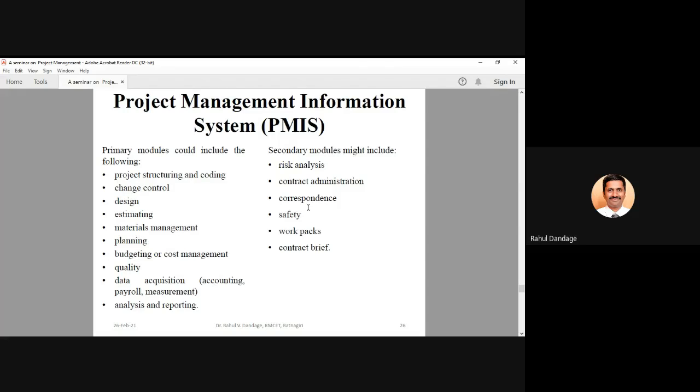In addition to this, the secondary modules which can be incorporated in the project management information system are with respect to the risk analysis, with respect to the contract administration, some correspondence within and outside your organization, safety aspects, work packs, so depending upon the work involved in your project, and contracts. So these may be the additional modules which will be incorporated in the project management information system.